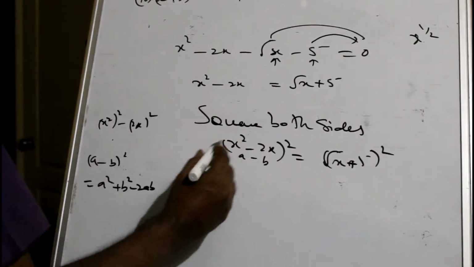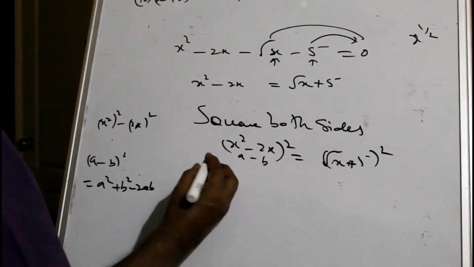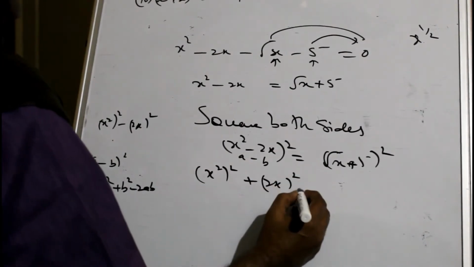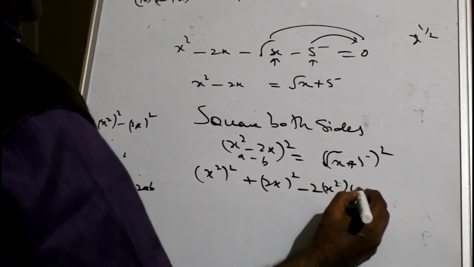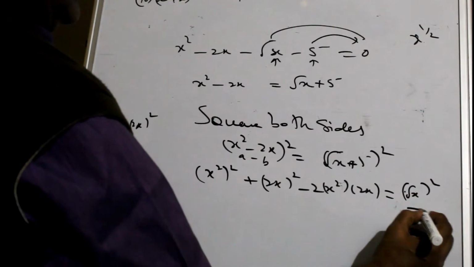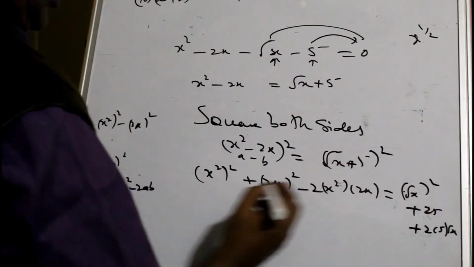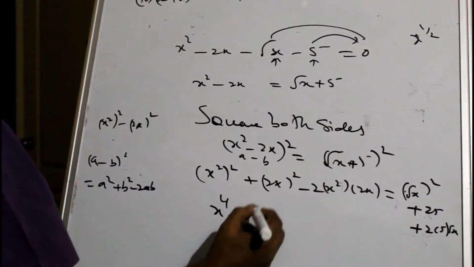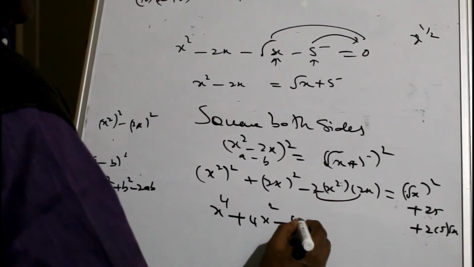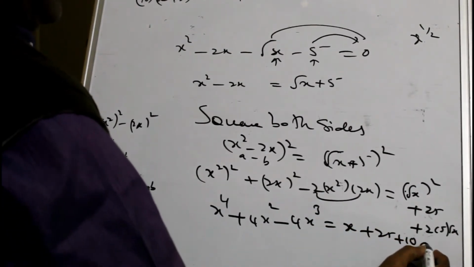Where a is x square, you get x power 4. Or I write the formula one more step: x square the whole square plus 2x the whole square minus 2 into x square into 2x. When you square this, you get root x the whole square plus 5 square is 25 plus 2 into 5 into root x. So you get x power 4 plus 4x square minus 2 2s are 4, minus 4x cube equal to root x the whole square is x plus 25 plus 10 root x.